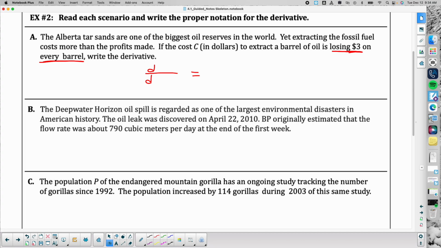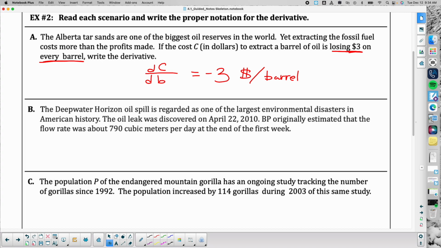My guess is you could probably write the answer before the derivative. What should I write on the right-hand side? Negative. Okay, so -$3 per barrel. So what am I going to write over here? dC dB. dC, so the cost, and then per barrel.